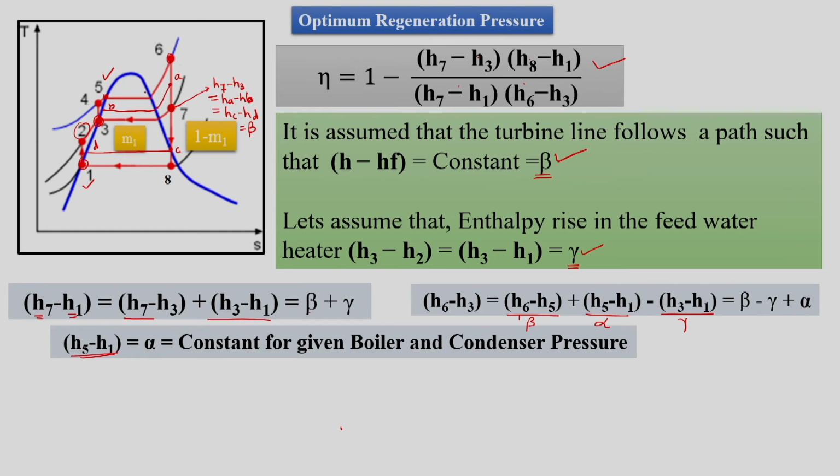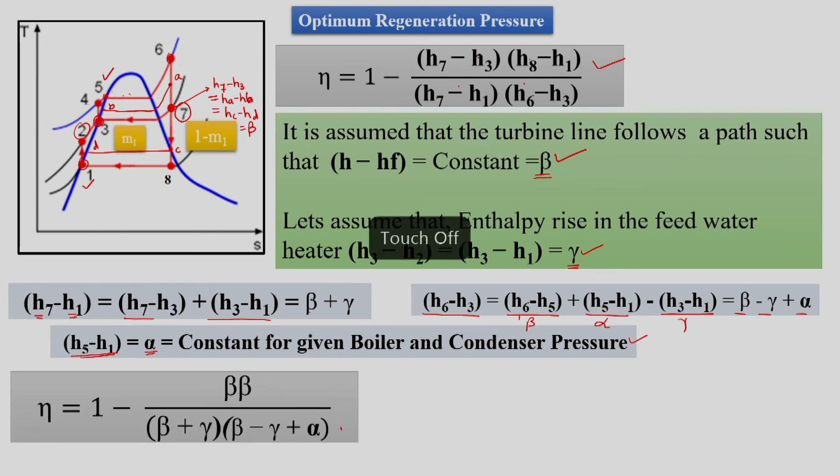Since we have defined the boiler pressure and the condenser pressure for our power plant, we are finding the optimum point for bleeding. So, these pressures are known, and so these points are known. Their enthalpy difference is a constant, and we are calling it alpha. So, this expression says that H6 minus H3 is beta minus gamma plus alpha.